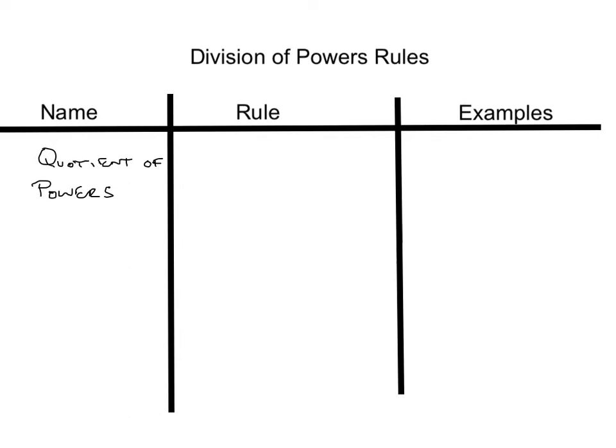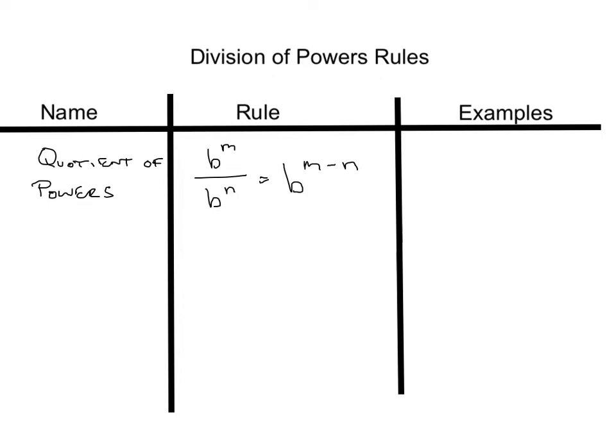So what does that mean? We're going to look at dividing two different powers. The rule is b to the m divided by b to the n is equal to b to the m minus n.